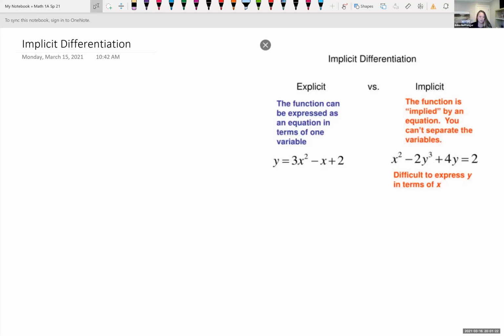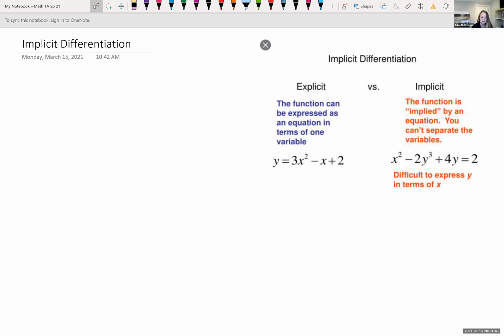We're looking at rules and techniques of taking derivatives. And so we're going to learn a new rule today, which is called implicit differentiation. And we use implicit differentiation when we have multiple variables in our equation, and it's hard to solve for one in terms of the other. If that's the case, that equation is in implicit form.